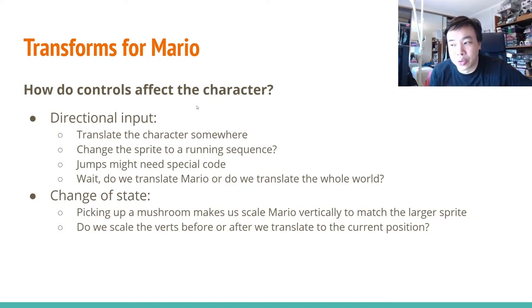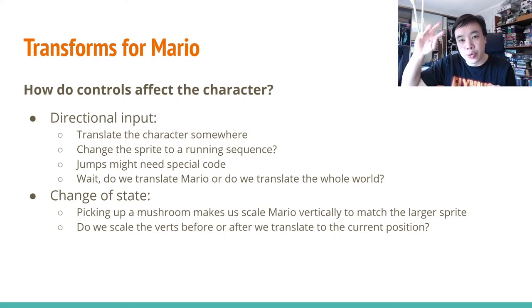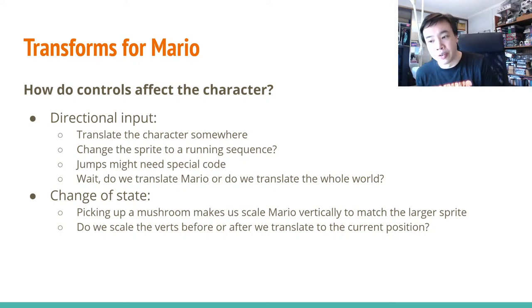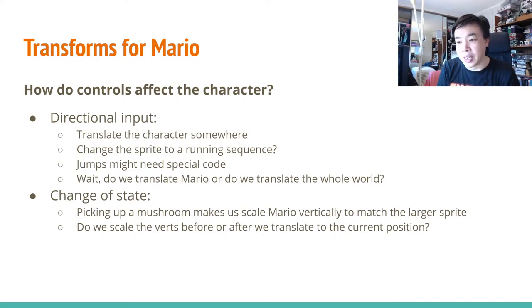So how do the controls affect the character? If we're taking directional input, so we've got a joystick or we've got a gamepad or something, we can take that input every frame. So if we're running at 60 frames a second or 144 frames a second, every frame we'd look at what buttons are currently being pressed. So is something being held down or not? Is the left button being held down? If the left button is being held down, then we translate the character somewhere.